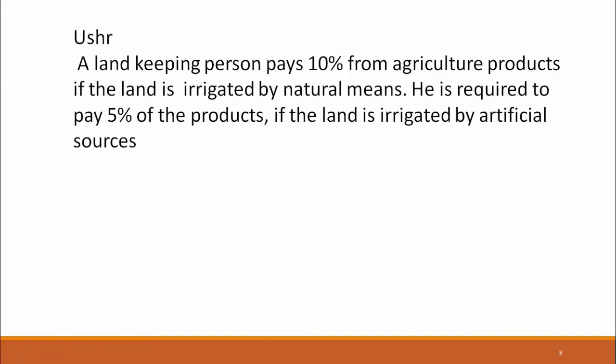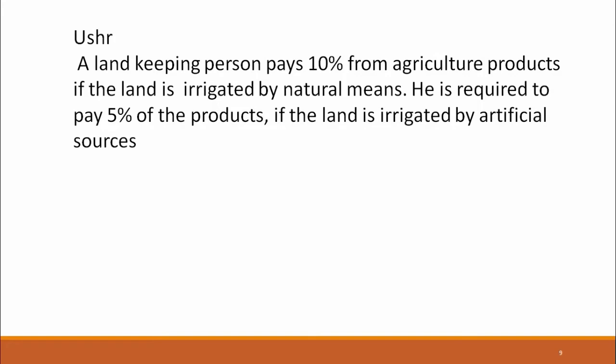Now Ushr. A landowner pays 10% of the agricultural products if the land is irrigated by natural means. If the land is irrigated by a natural source, then the person pays 10% of the agricultural products, and is required to pay 5% of the product if the land is irrigated by artificial sources. So this is a very important point.